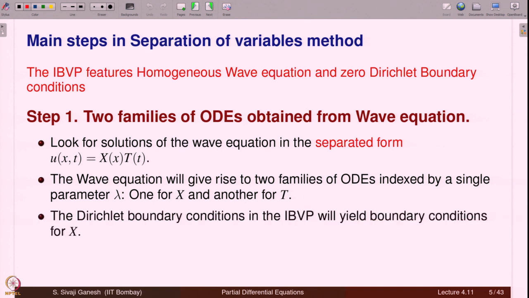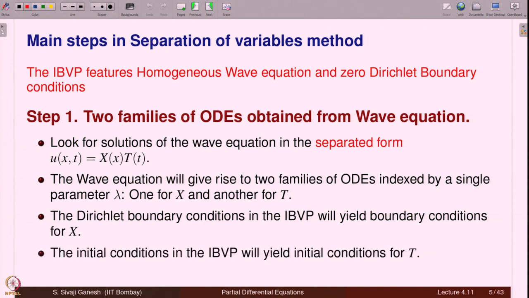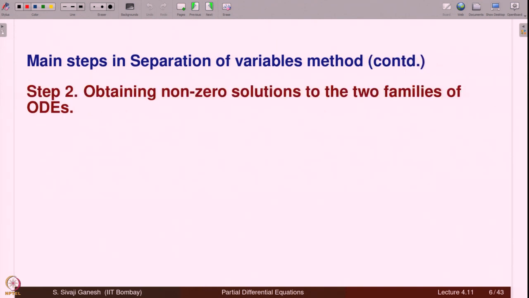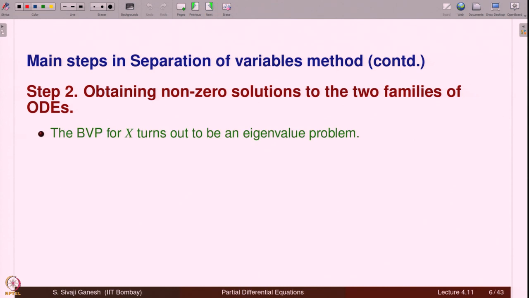So, the Dirichlet boundary conditions in the IBVP will yield boundary conditions for x, and the initial conditions in the IBVP will yield initial conditions for t. We will see exactly later. So, step 2 is obtaining non-zero solutions to the two families of ODEs. So, the BVP for x turns out to be an eigenvalue problem.